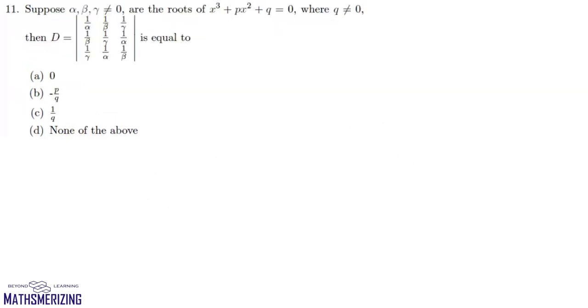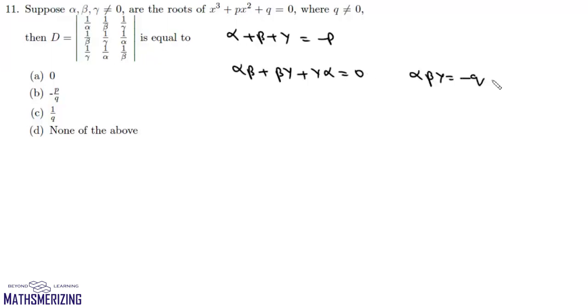Now here the question is, suppose alpha, beta and gamma are the roots of this equation x cube plus px square plus q equals 0, then we need to find the value of D, this determinant. Now for this equation, if we write S1, alpha plus beta plus gamma, it will be simply minus p, and if we write S2, which is alpha beta plus beta gamma plus gamma alpha, it will be simply 0, and alpha into beta into gamma is minus q.